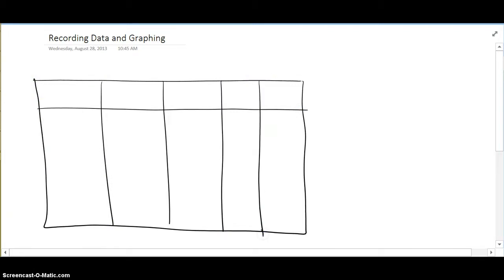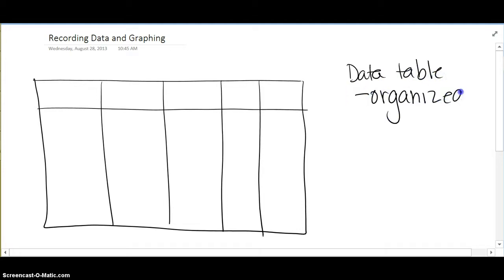And there are lots of ways to draw data tables. As long as the data table is organized, you'll be okay. As long as it's organized and it shows your data, not just in a list all over the place, but in a nice table. However you organize that table is fine with me. I'm just going to give you an example of one way that I find to be an easy way to organize it.